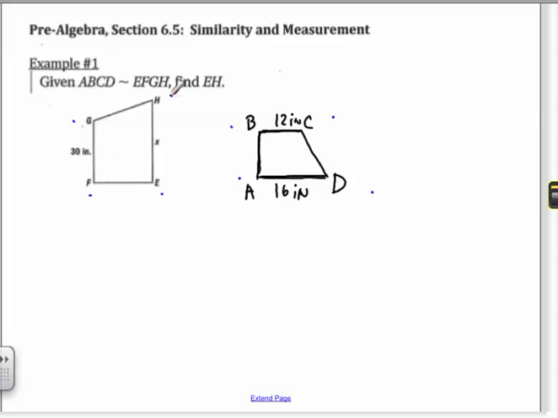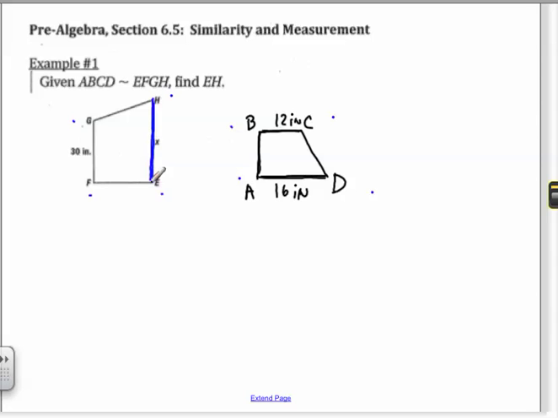Okay. Well, let me ask you something. Do you see they want me to find out what EH is? They want me to find this side, right? Does that make sense? Okay. What I have to do is come up with two ratios that are equal to each other.